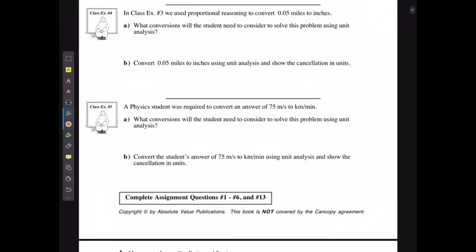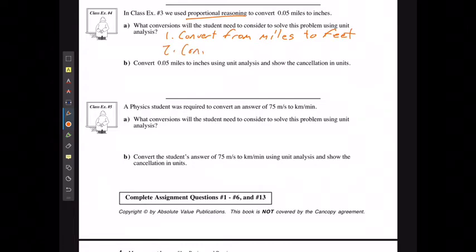So if we're going to take the same process that we did in example 3 and use proportional reasoning to do this, what conversions will a student need to do in order to solve this problem? Well, I'm going to convert from miles to feet, and then convert from feet to inches.